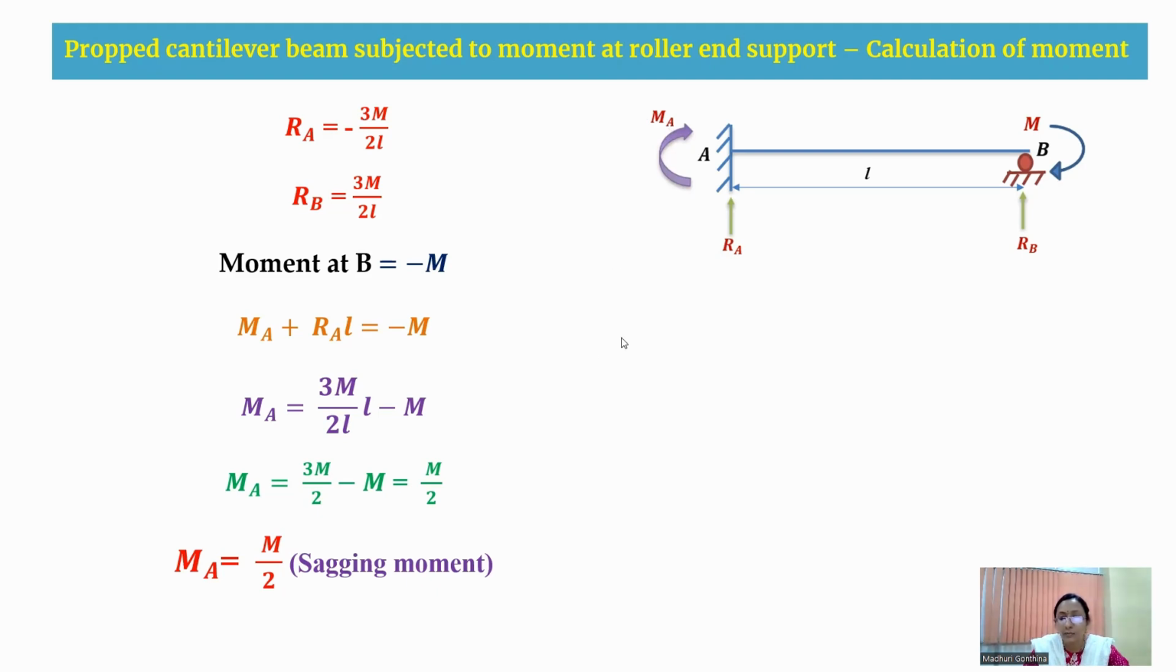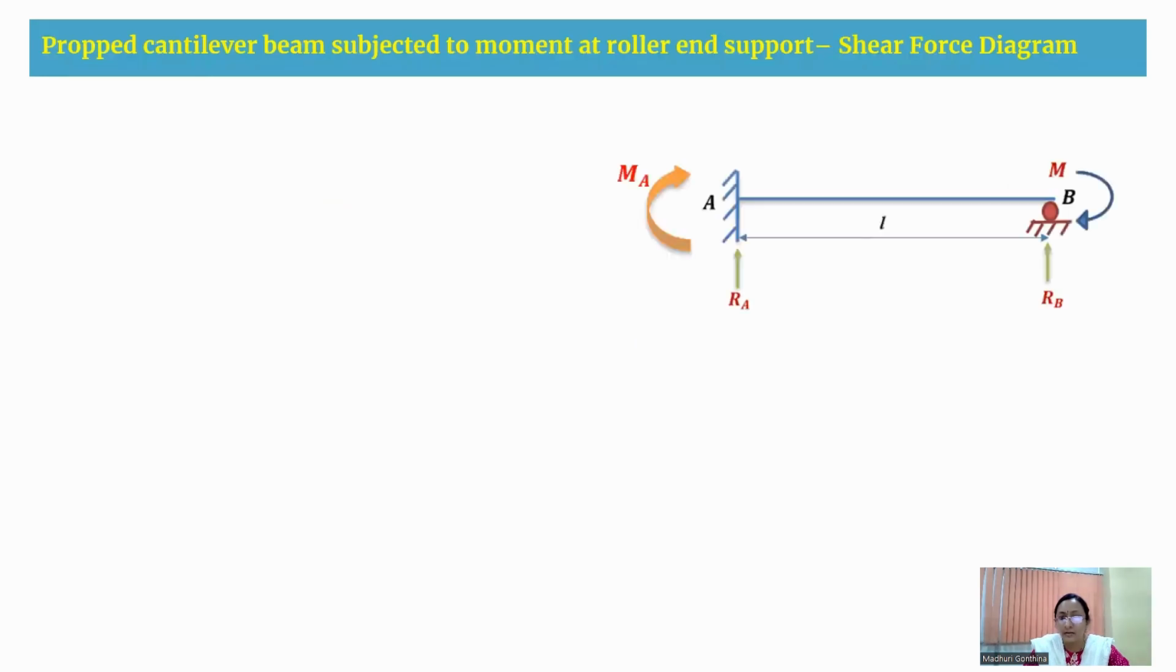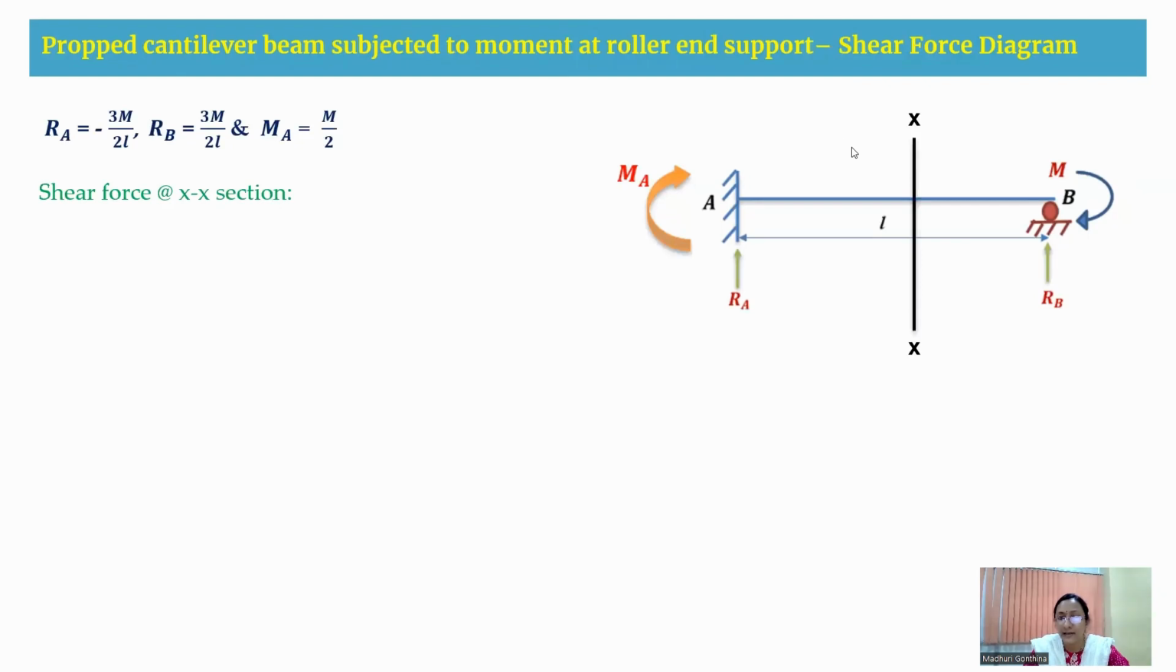Now, after getting the moments, next step is we are going to draw the shear force diagram. So to draw the shear force diagram, first we are writing all the reactions, whatever we got, and the moment also. Then I'm going to take a section for this AB span, which is at a distance of X from the B support. So as I'm considering from the B, I'm making X as 0 and X as L. So these are the limits.